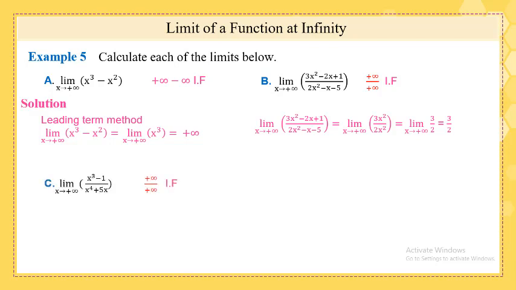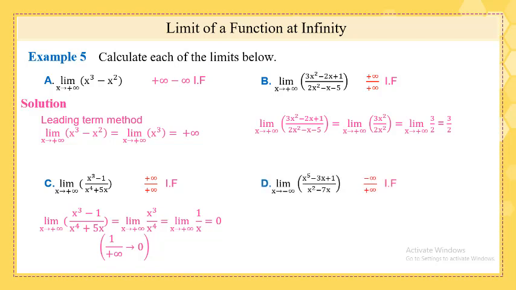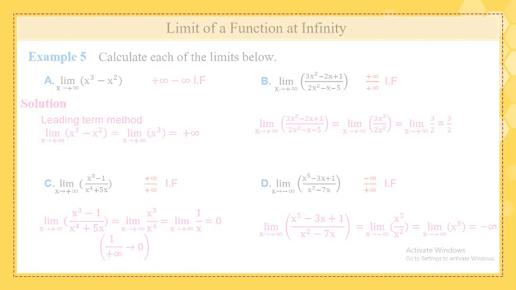In part C, we also use the leading term method. The limit will be equal to the limit of x^3 over x^4, which is the limit of 1 over x, which tends to 0. Now, the limit of x^5 minus 3x plus 1 over x^2 minus 7x will be equal to the limit of x cubed, that is minus infinity, as x tends to minus infinity.